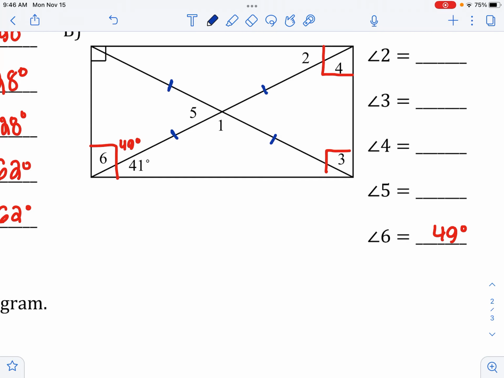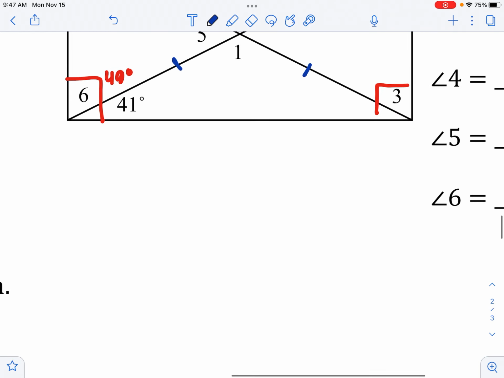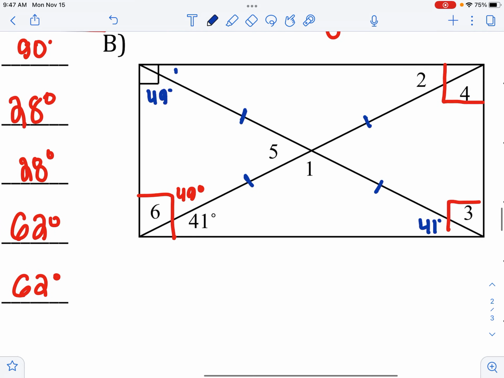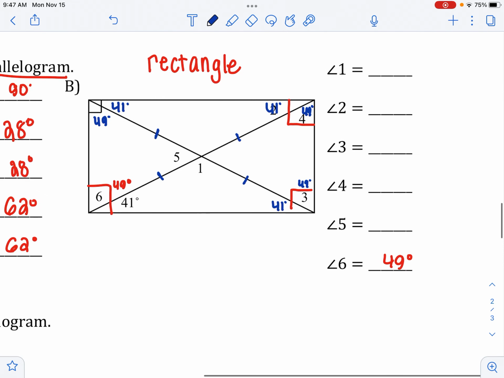Why is that important? That's because I now have 4 isosceles triangles. I know that base angles of an isosceles triangle are congruent, so this is 41. Base angles of an isosceles triangle are congruent, so that's 49. These two have to add to 90, so this is 41. This is 41. This is 49. And this is 49. So now I have angle 2 is 41 degrees. Angle 4 is 49 degrees. Angle 3 is 49 degrees. And angle 6 I already have is 49 degrees.